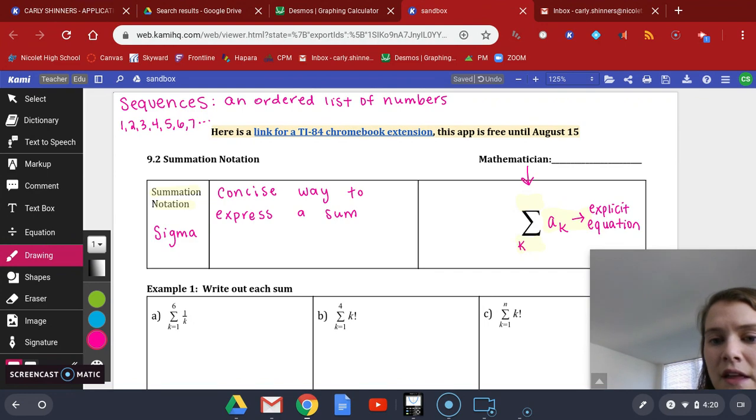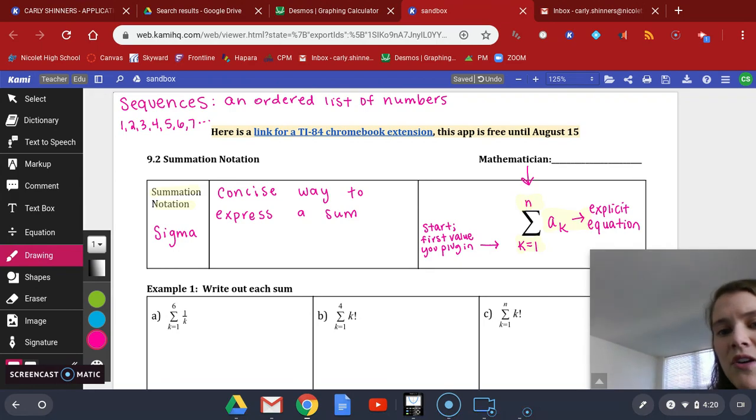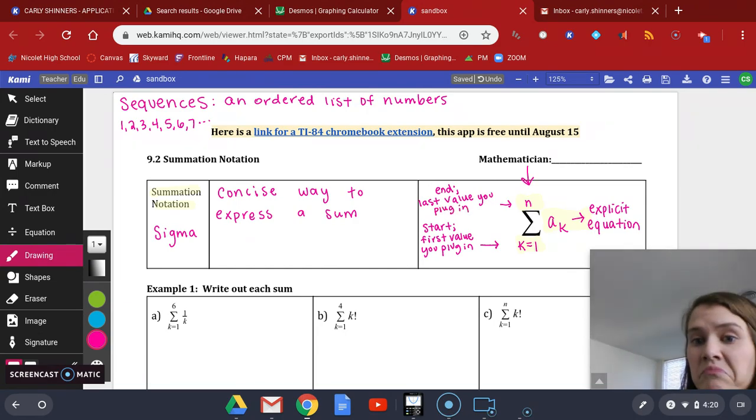So that's that spot. This spot down here is basically your start. It is the first value you plug in into your explicit equation, okay? And if down there is the start, maybe you're going to guess that that's your end. That's going to be the last value you plug in. So maybe you're going to add up 100 terms. Maybe you're going to add up 200.